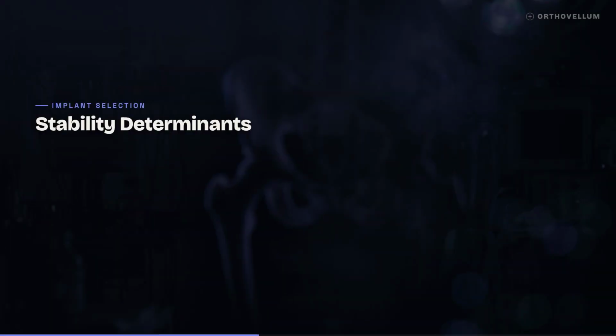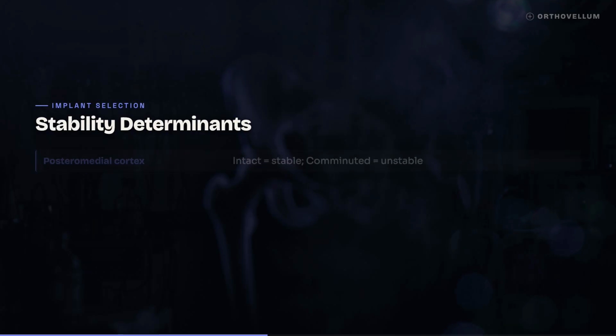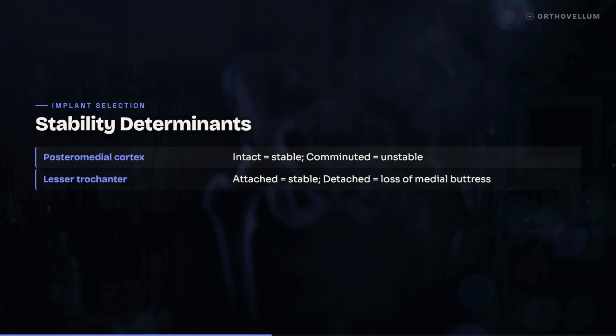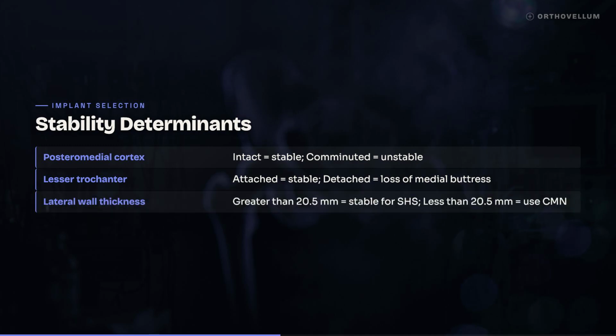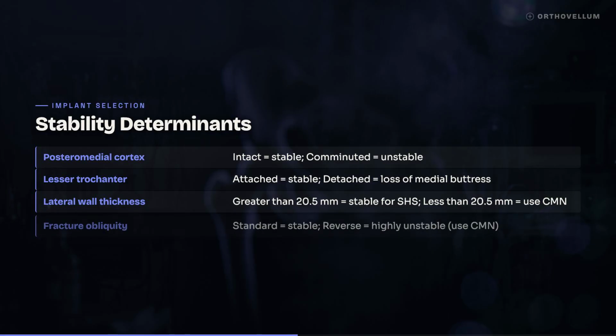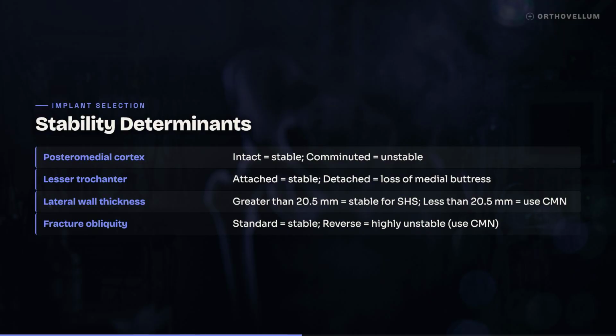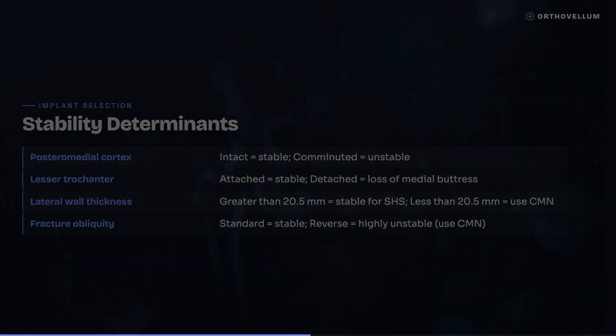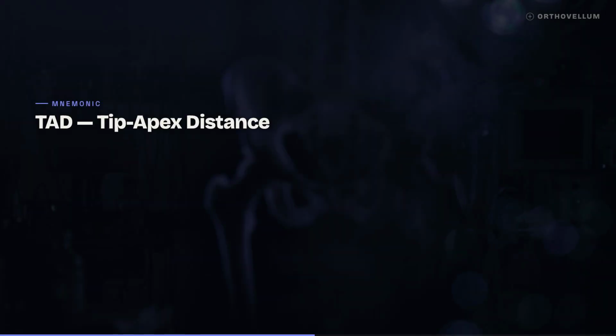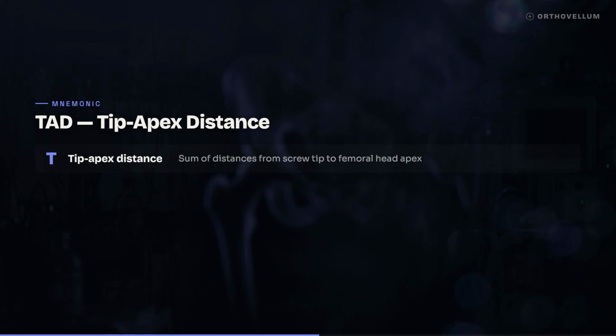Stability ultimately comes down to four key anatomical factors. The posteromedial cortex and lesser trochanter must be intact to maintain the medial buttress, whilst a lateral wall thickness greater than 20.5 millimeters is required to safely use a sliding hip screw. If any of these features are compromised, or if the fracture obliquity is reverse, the pattern is unstable and requires a cephalomedullary nail.